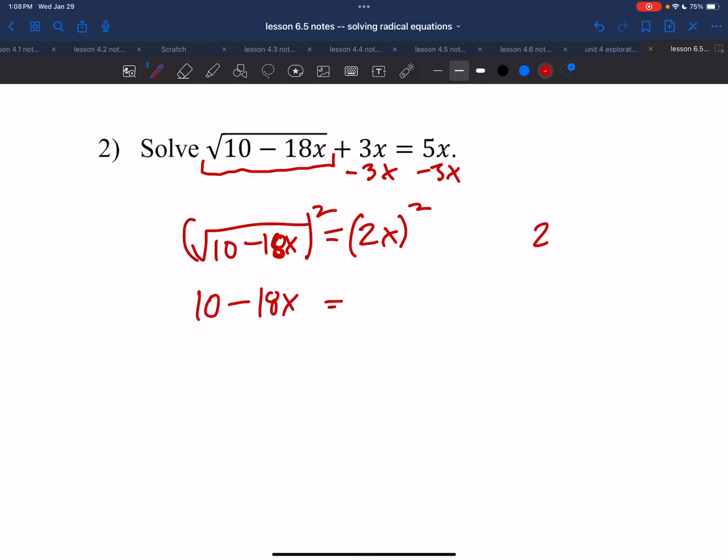2x squared means 2x times 2x. That's 4x squared, yeah? I see just a few students make that mistake of saying it's 2x squared. Just watch out, something to be careful about. And then this is a quadratic again. Yay! Oh my gosh, I love quadratics. Yes. So how do I solve quadratics?